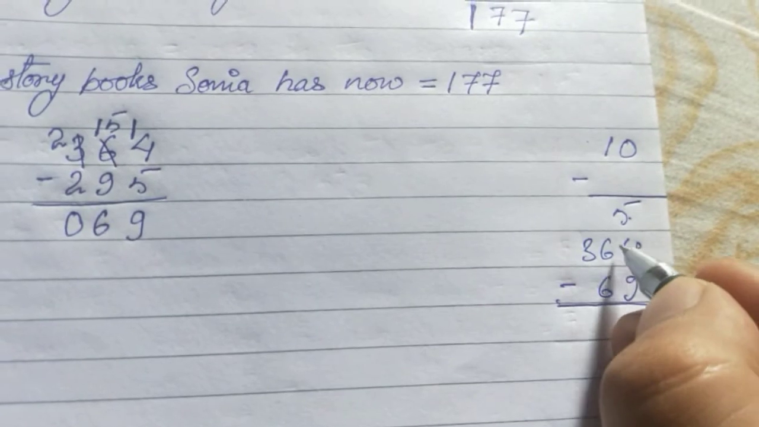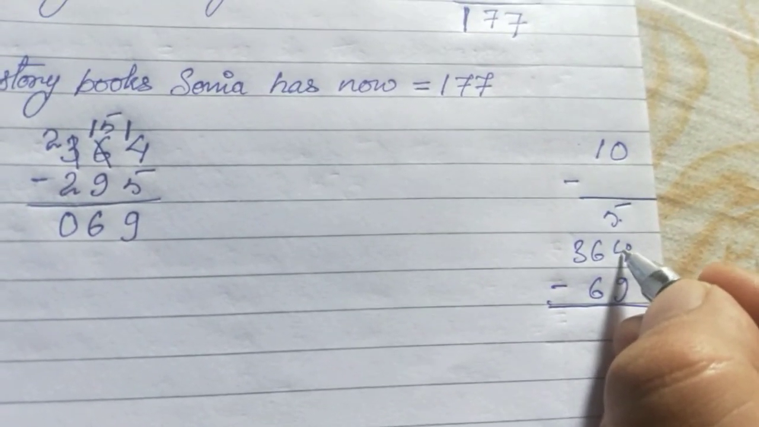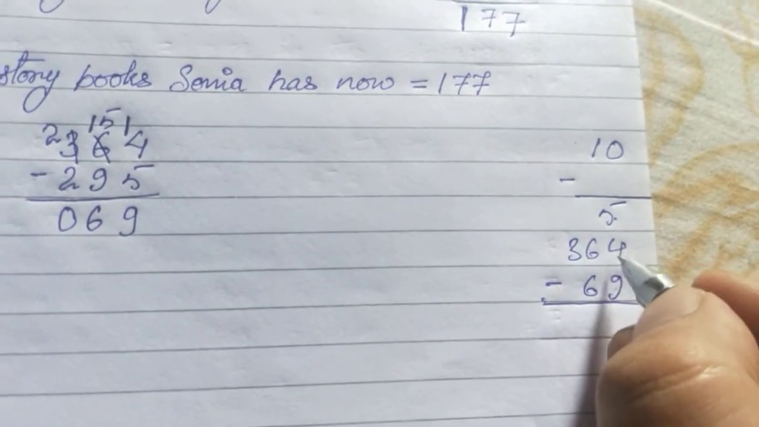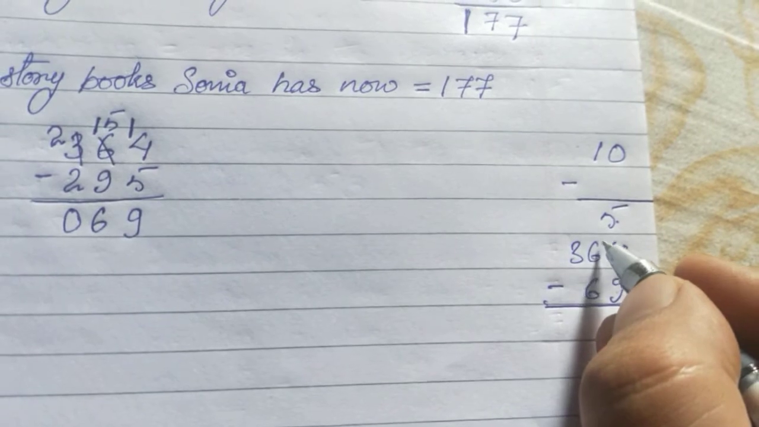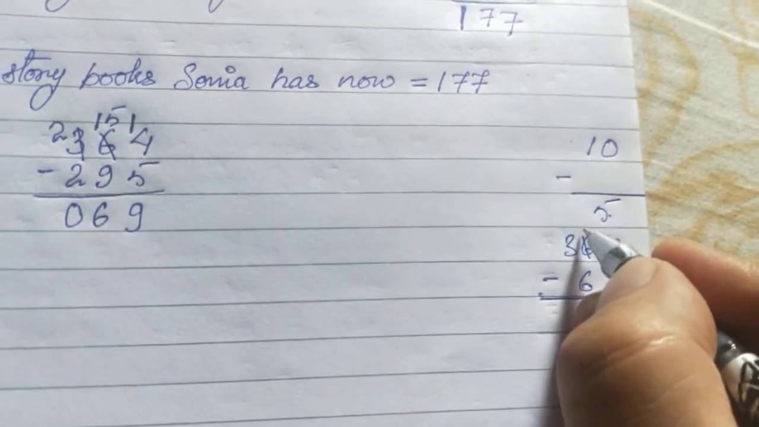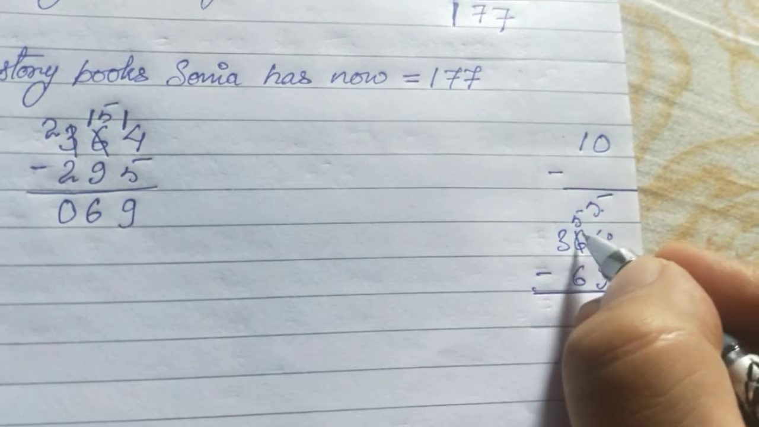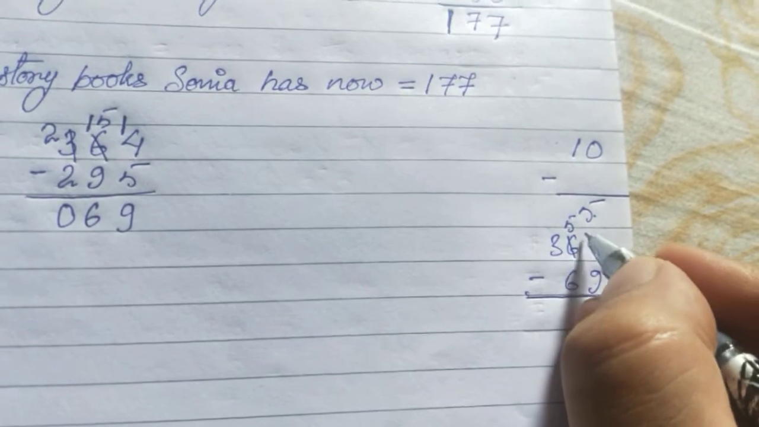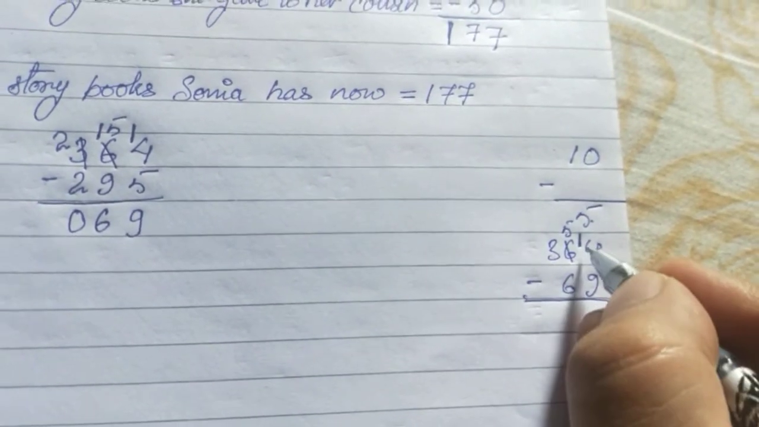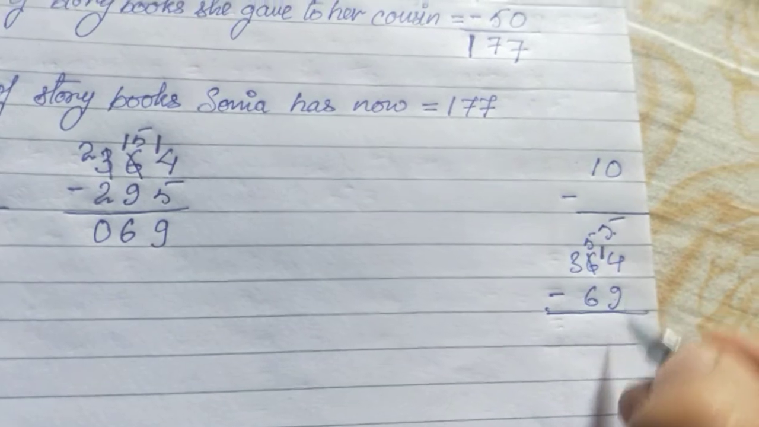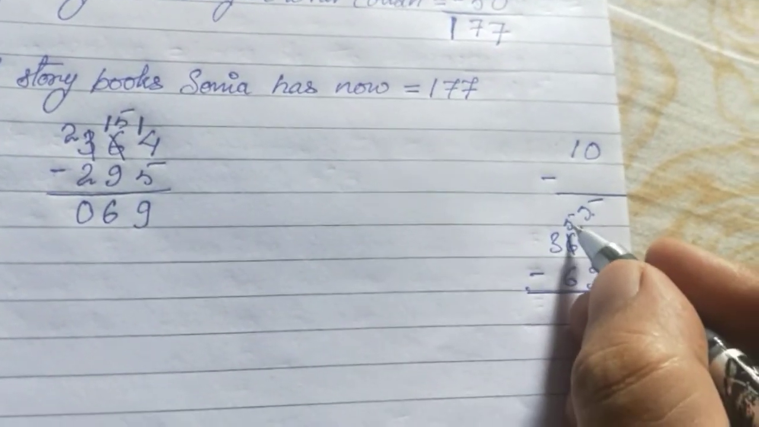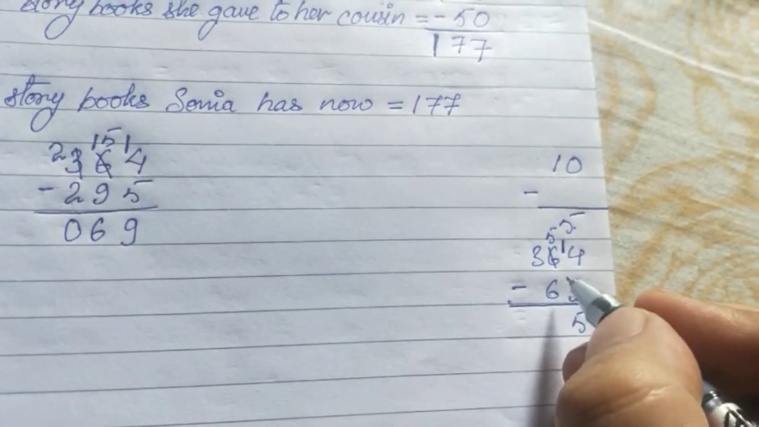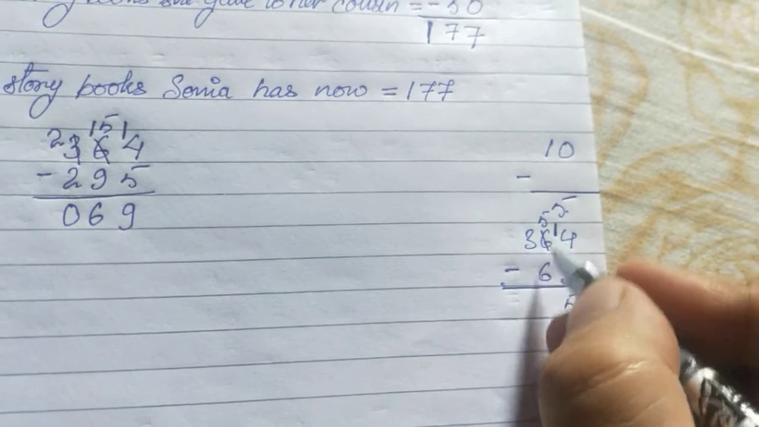Now again, this number cannot be subtracted with 9 since this is the smaller one. Now if you bring 1 from here, if you are giving 1 from 6, this will be 5 and you bring 1 over here. 14 minus 9 will be 5. Now again you have got 5 over here, and you are subtracting 6 from 5.